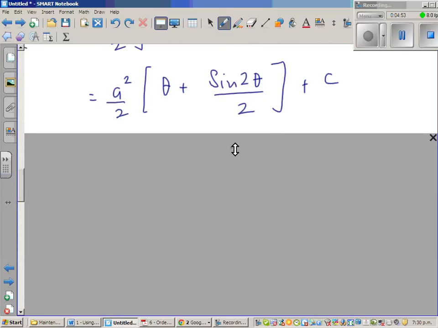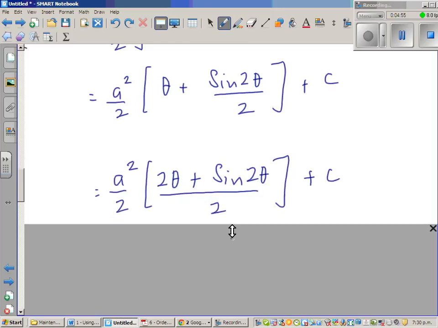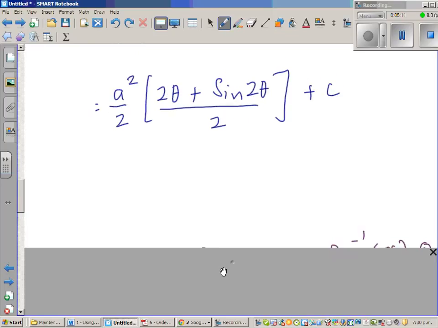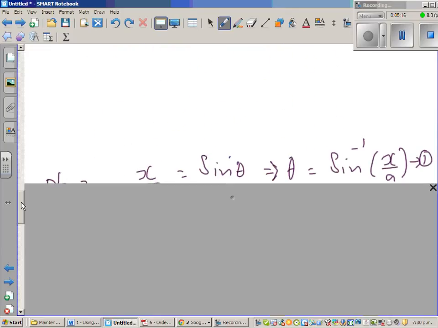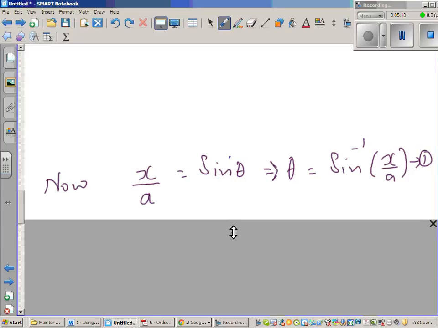Okay, we're almost there. Now you are multiplying this by 2 theta over 2, which gives 2 theta plus sine 2 theta over 2. So this is the form. Now we'll come back to the substitution. This was a trig substitution, that x over a is sine theta, so theta is sine inverse of x over a. So that's result 1.